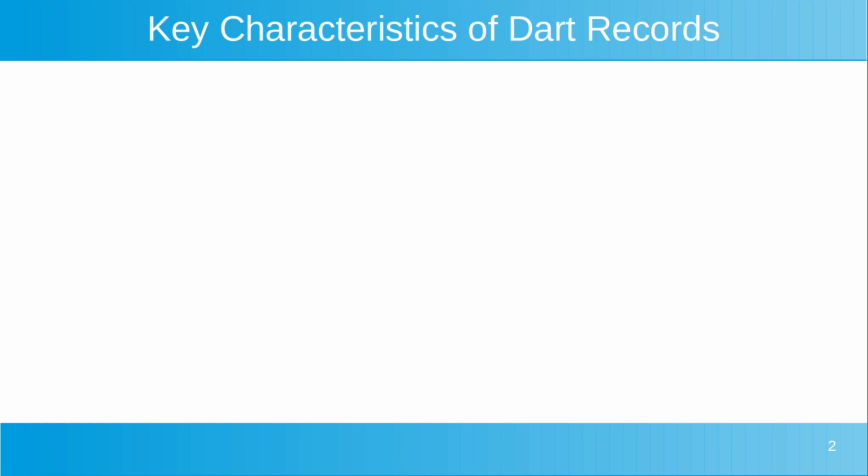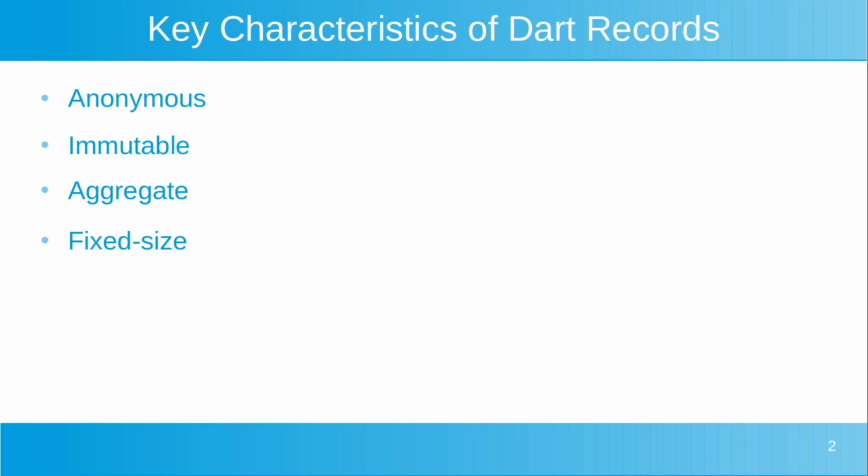Records in Dart have these key characteristics. Anonymous. They don't have a specific name associated with them. Immutable. Once created, their value cannot be changed. Aggregate. They combine multiple values into a single object. Fixed size. The number of elements is determined at creation. Heterogeneous. They can contain different types of data. And typed. Each field in a record has a specific type.